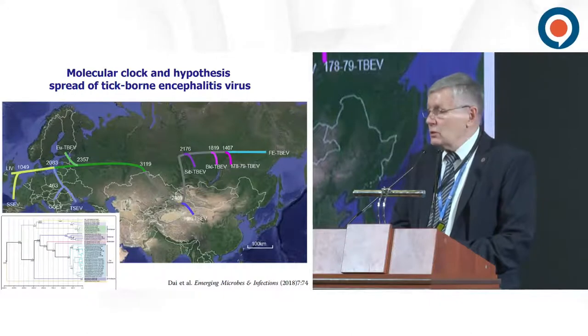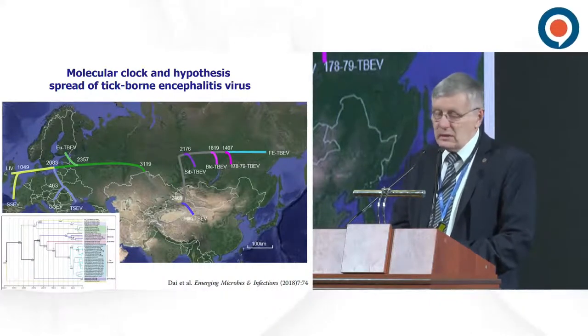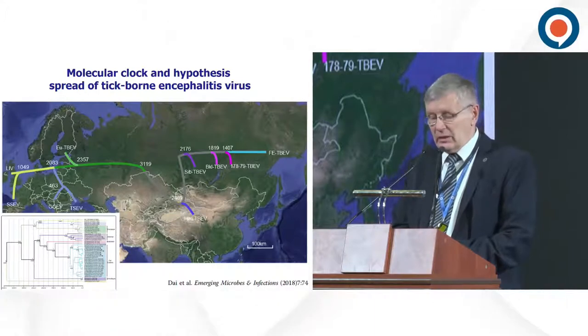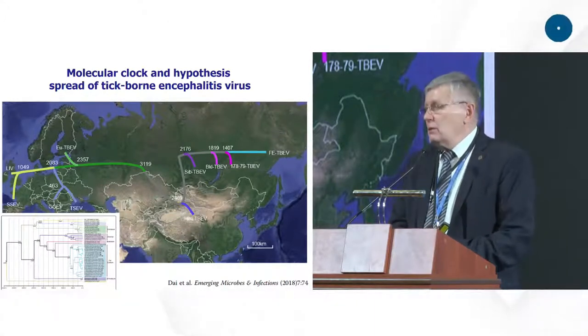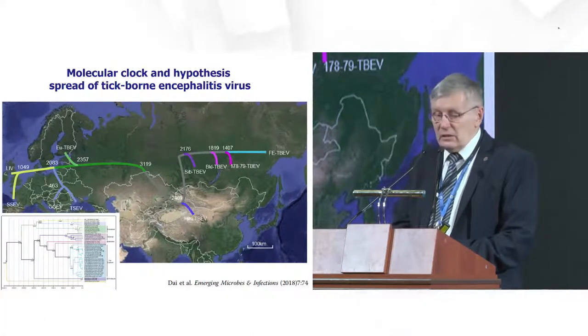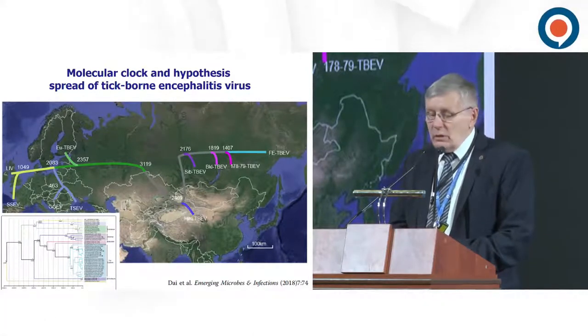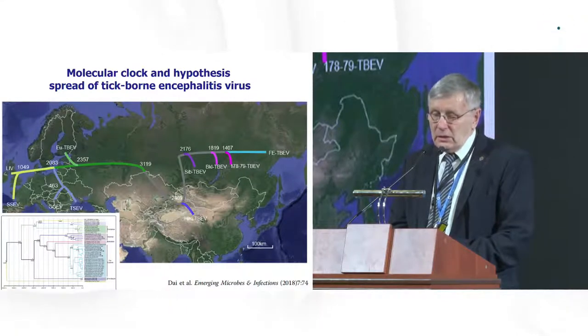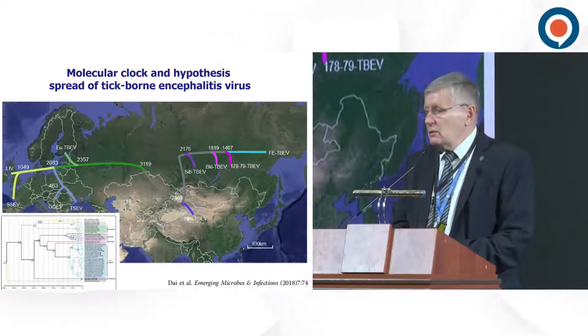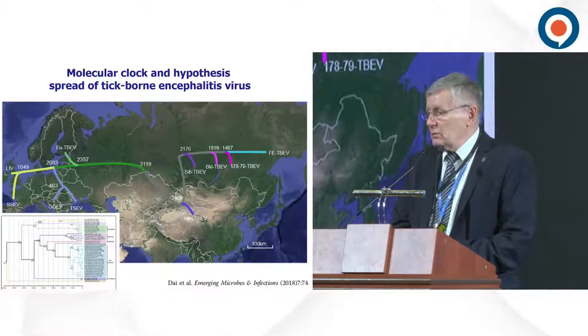And actually, the old virus is the Siberian hemorrhagic fever virus that existed 4 to 4,500 years ago. So, historically speaking, we also have here the color coding of the new strains of the viruses. And we have the non-controlled distribution of tick-borne encephalitis in Western Europe.